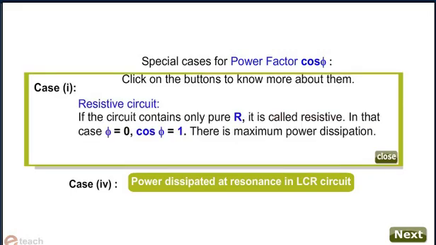Resistive circuit. If the circuit contains only pure R, it is called resistive. In that case, phi equals 0, cos phi equals 1. There is maximum power dissipation.